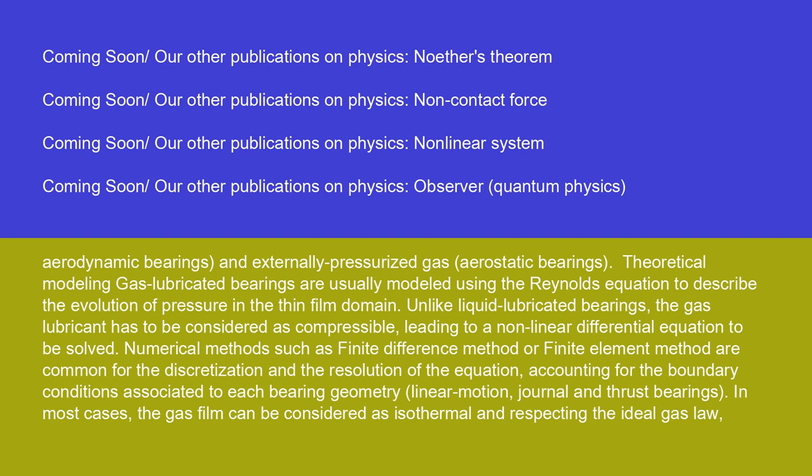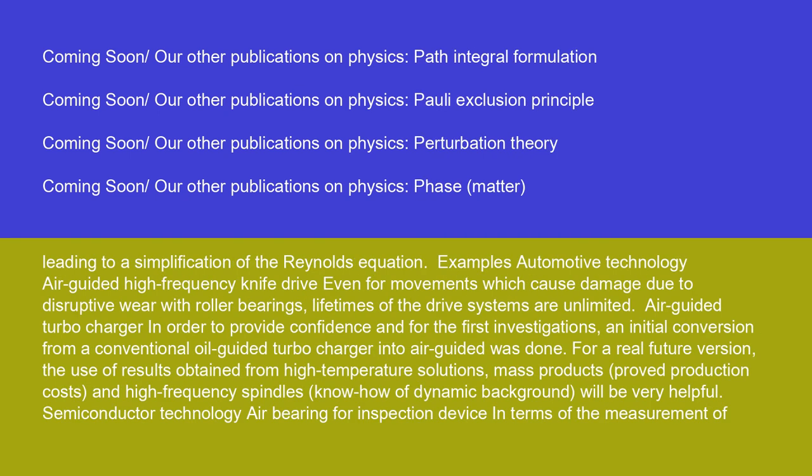Theoretical modeling: gas-lubricated bearings are usually modeled using the Reynolds equation to describe the evolution of pressure in the thin film domain. Unlike liquid-lubricated bearings, the gas lubricant has to be considered as compressible, leading to a nonlinear differential equation to be solved. Numerical methods such as finite difference method or finite element method are common for the discretization and the resolution of the equation, accounting for the boundary conditions associated to each bearing geometry: linear motion, journal, and thrust bearings. In most cases, the gas film can be considered as isothermal and respecting the ideal gas law, leading to a simplification of the Reynolds equation.